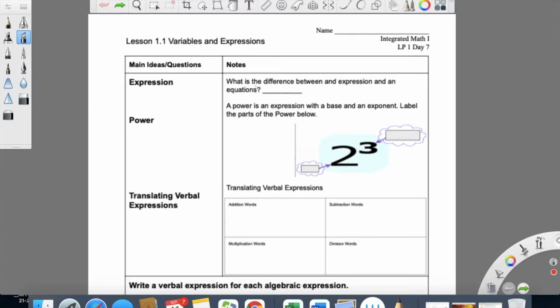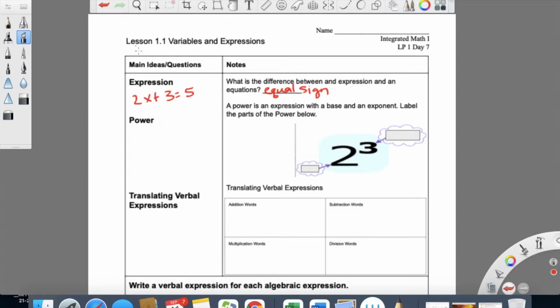So first, an expression. The first part of the notes here say, what is the difference between an expression and an equation? The very simple answer there is an equal sign. Simply put, an expression does not have an equal sign and an equation does have an equal sign. So if I say 2x plus 3, this is an expression. If I say 2x plus 3 equals 5, now I've created an equation. So it's just the difference between having that equal sign with two sides.